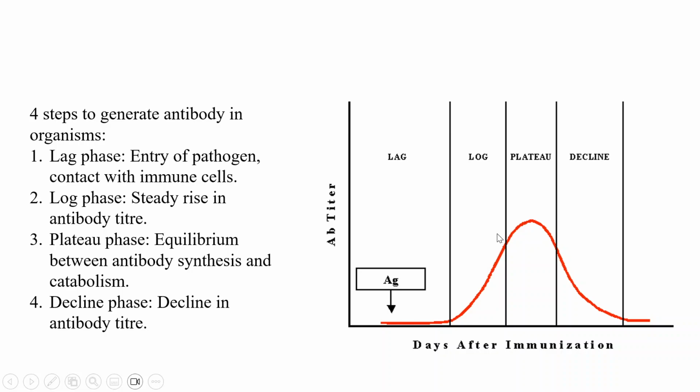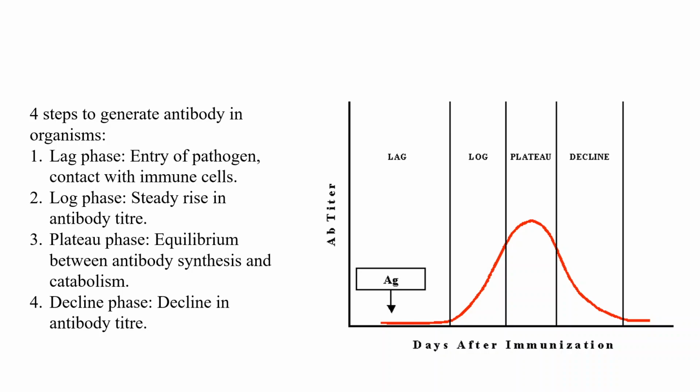In the plateau phase, it's kind of a stationary phase where the amount of antibody synthesis and its catabolism, that is its decline, is in equilibrium. So the number of antibodies that are produced is equal to the number of antibodies that are catabolized or degraded. That is the plateau phase. There are no extra antibodies being produced, and there is a stagnant stationary plateau that we see in the graph.